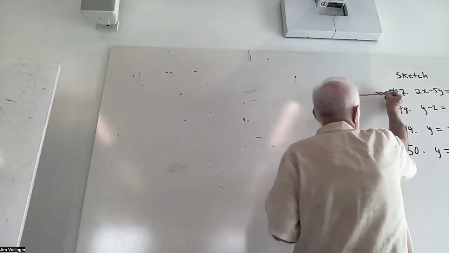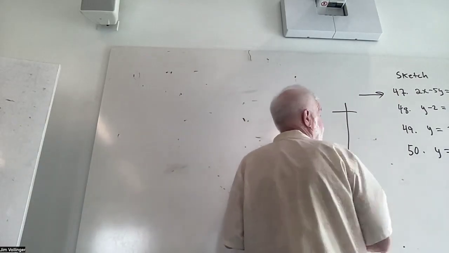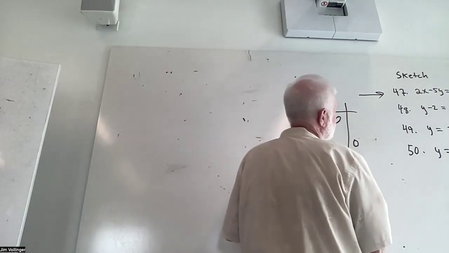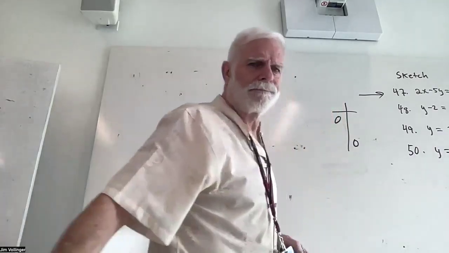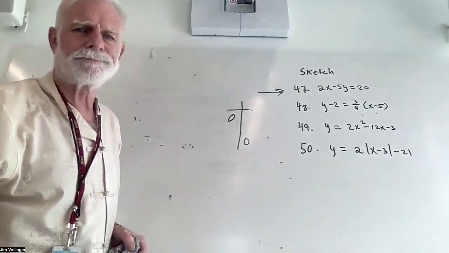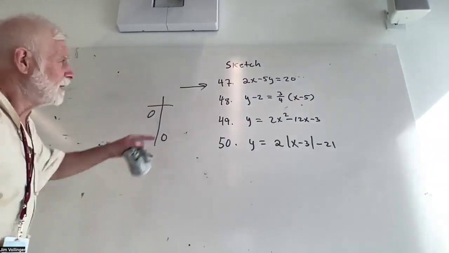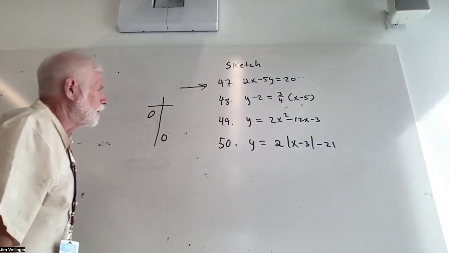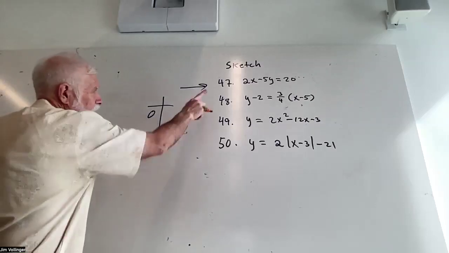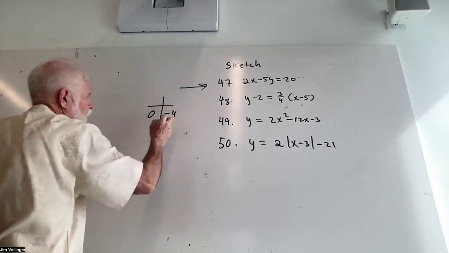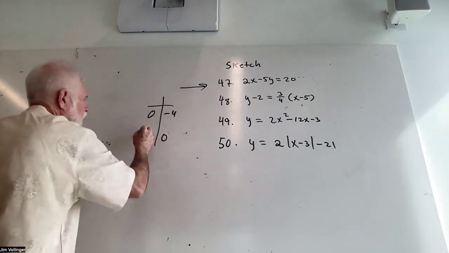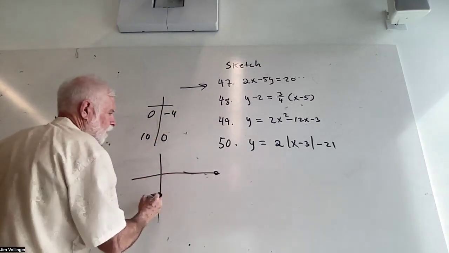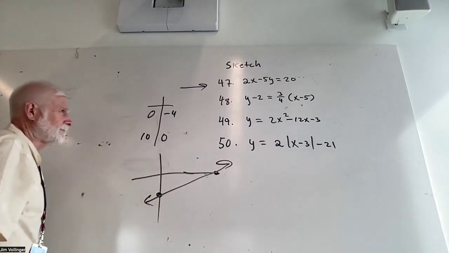How do I graph number 47? Going right back to problem number 3, I think. Plug in a 0, plug in a 0. Looks like I've got to move Renee. Sorry about that. I'm looking at this problem and I'm sketching all of these. Okay, so there's your zeros. If I put a 0 in for X, -4 for Y. If I put a 0 in for Y, 10. There's 0, -4. There's 10, 0. The line looks like that.